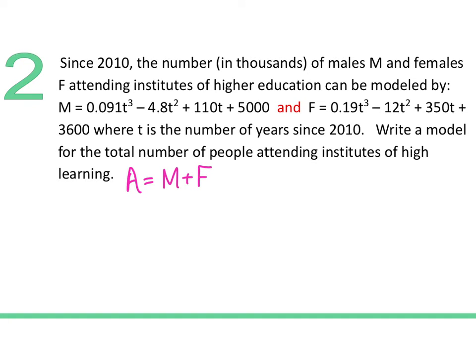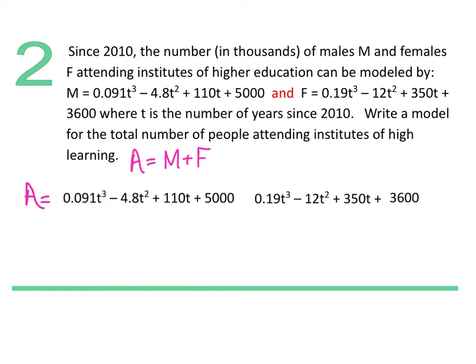Therefore, what I am doing is adding these two functions together. So I'm writing my two functions. I'm going to put a plus sign in between the two, and I'm saying that A is equal to their sum. Now, all I need to do to add polynomials together would be to combine like terms. So I see two cubic terms. This would be 0.281t cubed. Remember, when you add, your variables and your exponents do not change.